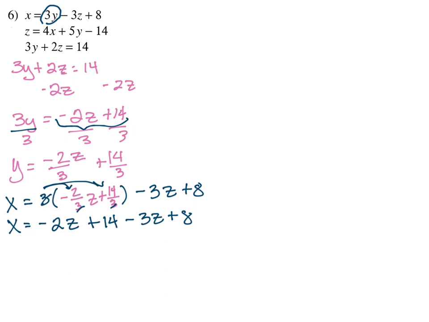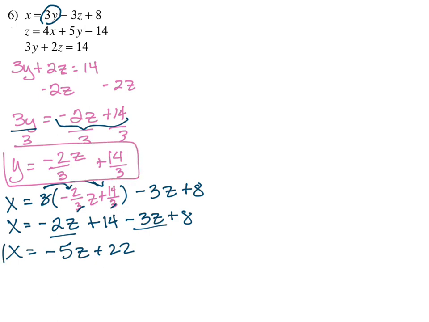What we got here? X is equal to, when I combine like terms, I've got negative 2z minus 3z. What do we got? Negative 5z. 14 and 8. 22. Okay. This is nothing to write home about because I still don't have x solved for itself or y solved for itself, but I do have both of them in terms of z. Can you see that? So we substituted and we got both of those variables in terms of z, which means what can we do now?